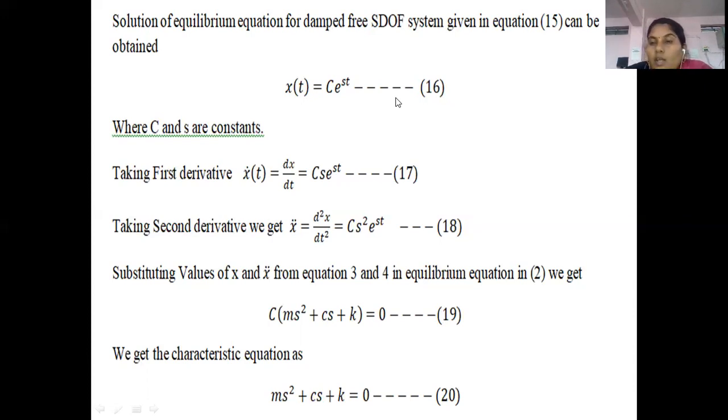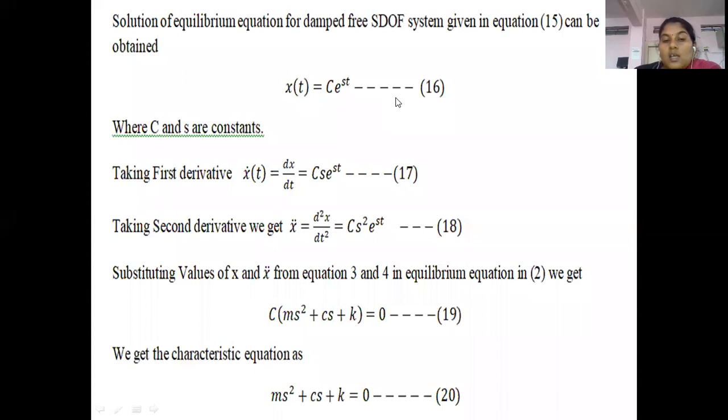Below this, write down, taking the first derivative of x of t, that is dx by dt, which is x dot of t. x dot of t is equal to dx by dt, which is equal to C into s into e raised to st. Okay, C into s into e raised to st, that is the first derivative.